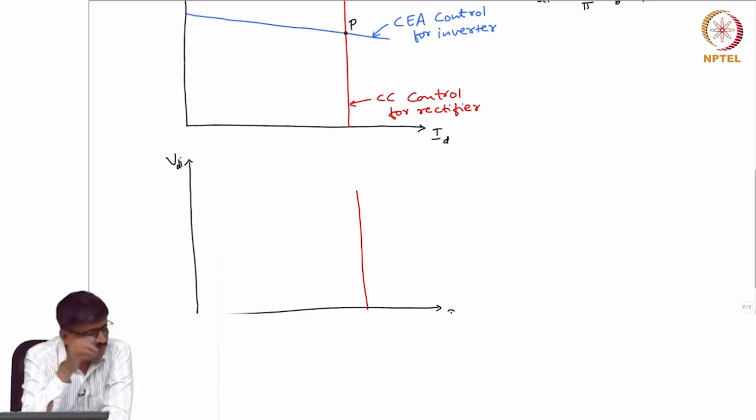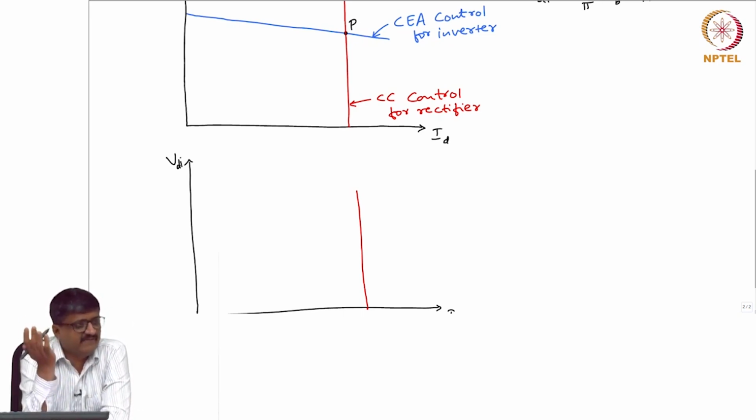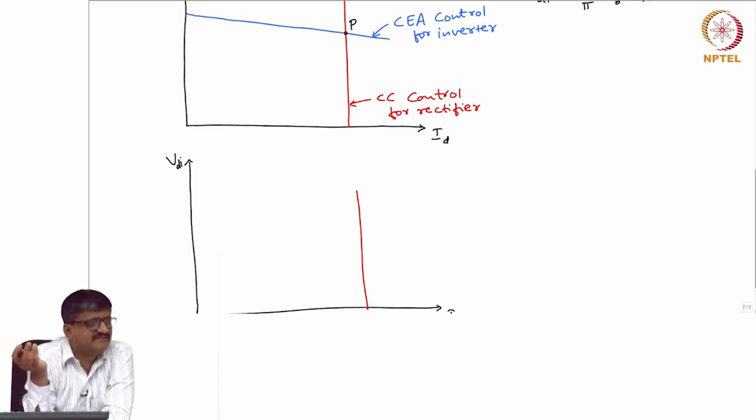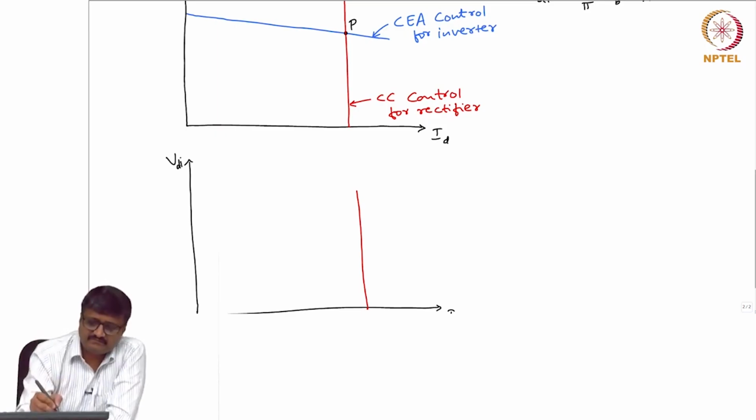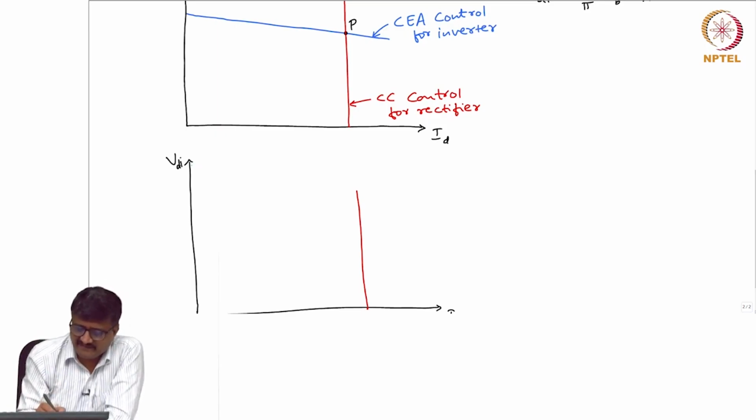So, we know how the curves of VD as a function of ID will be for all these things. So, if I say minimum alpha, it is constant alpha. Minimum alpha means constant alpha. So, constant alpha, what is the characteristic? Straight line with a negative slope. So, it is a straight line with a negative slope. What is the slope?